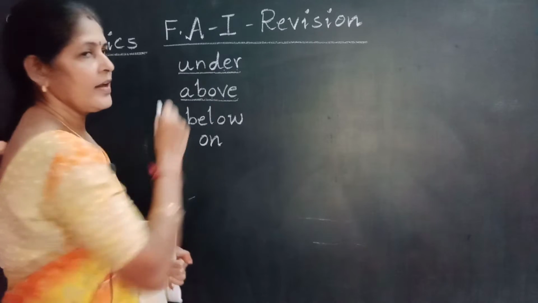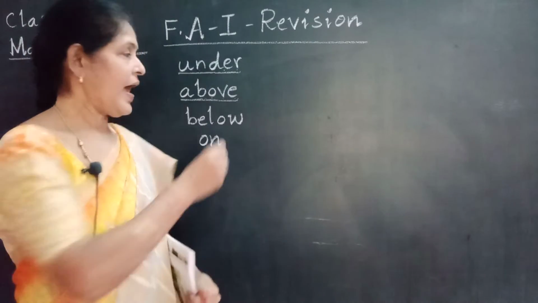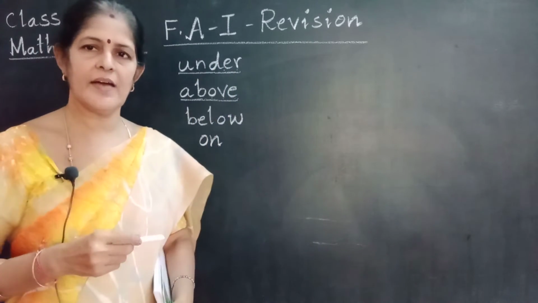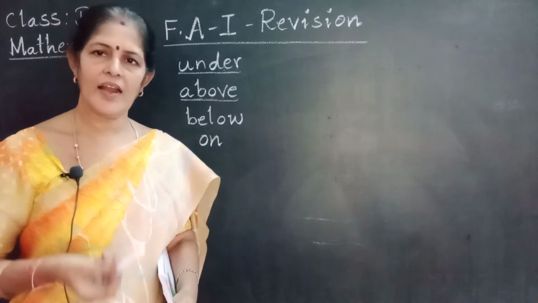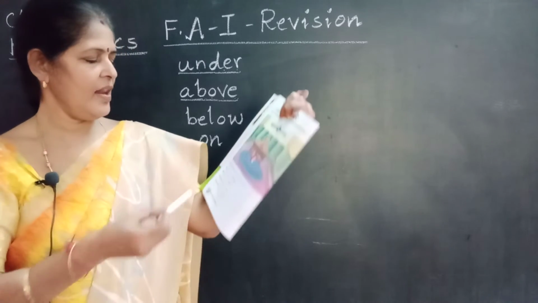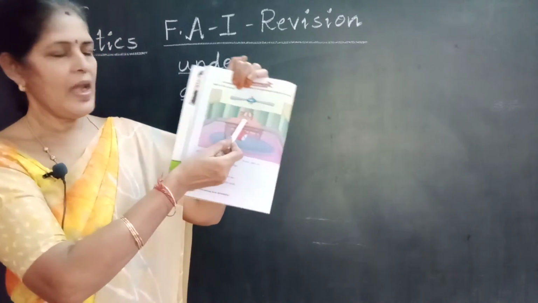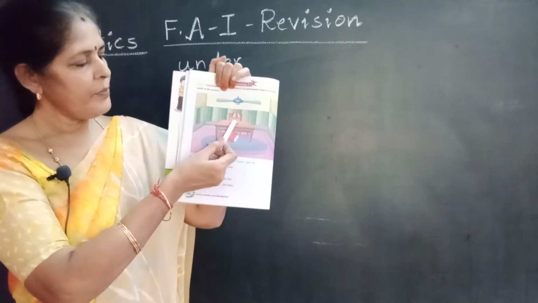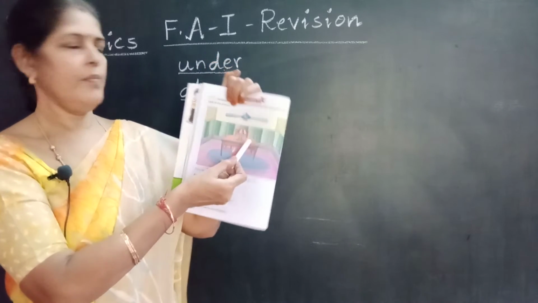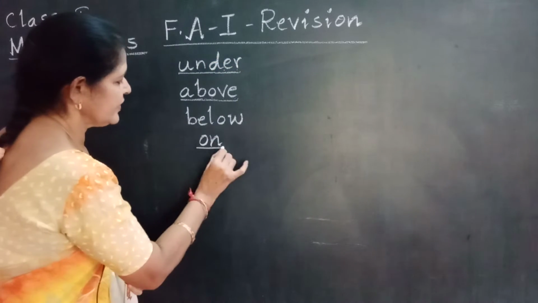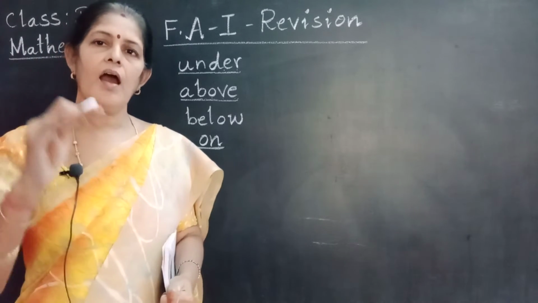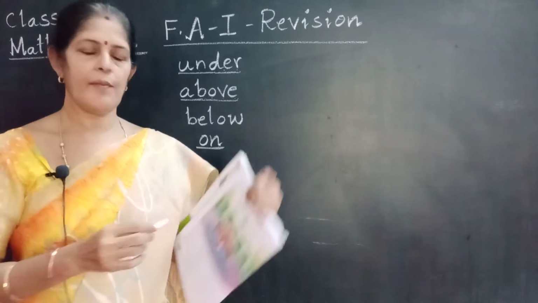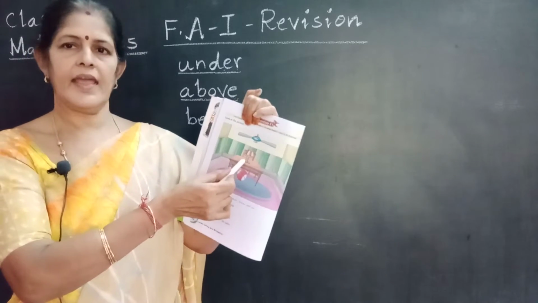U-N-D-E-R. Under. You have to fill up the blanks using these words. The ball is under the table. Next one, table lamp. Table lamp is on the table. We are going to use this word, on. The table lamp is on the table.